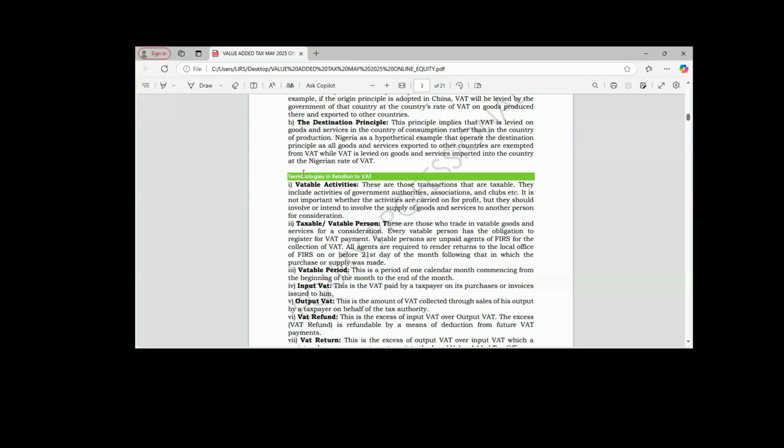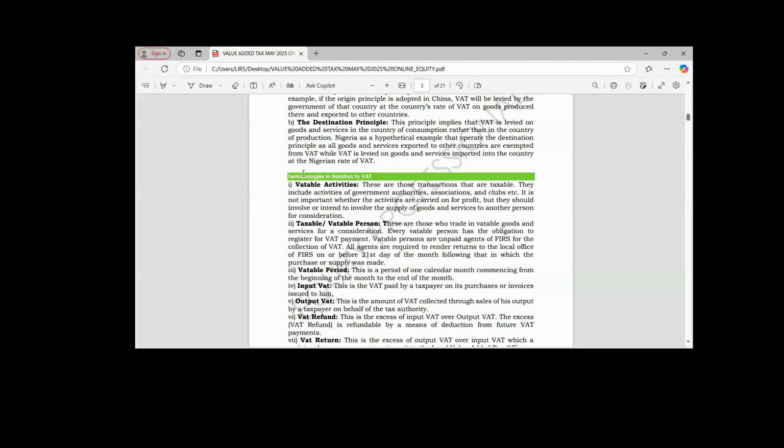After VATable or taxable activity, the next one we have is a taxable or VATable person. Those are the people that trade in VATable goods and services. Taxable or VATable persons are those that trade in VATable goods and services for a consideration, those that sell those items that are liable to VAT. So they call them taxable or VATable persons.